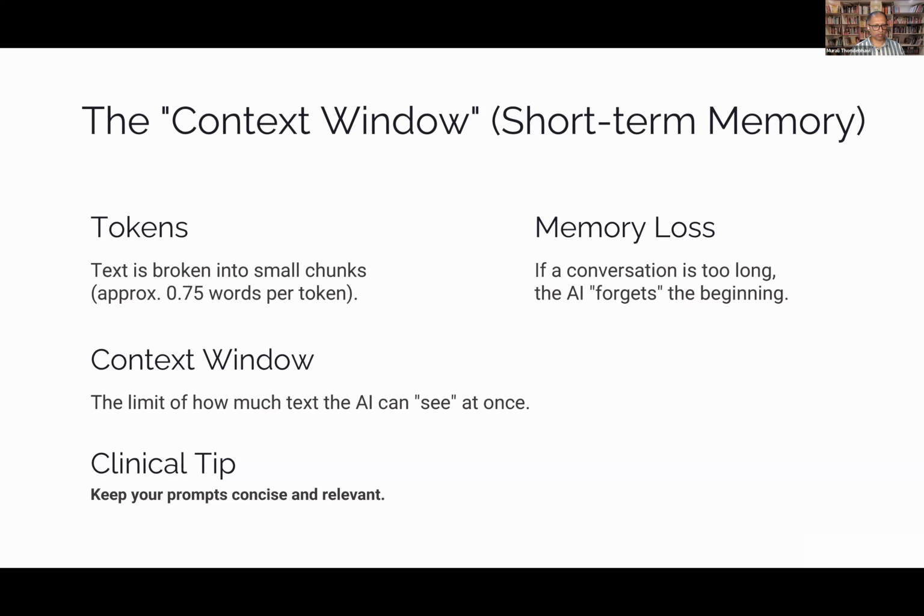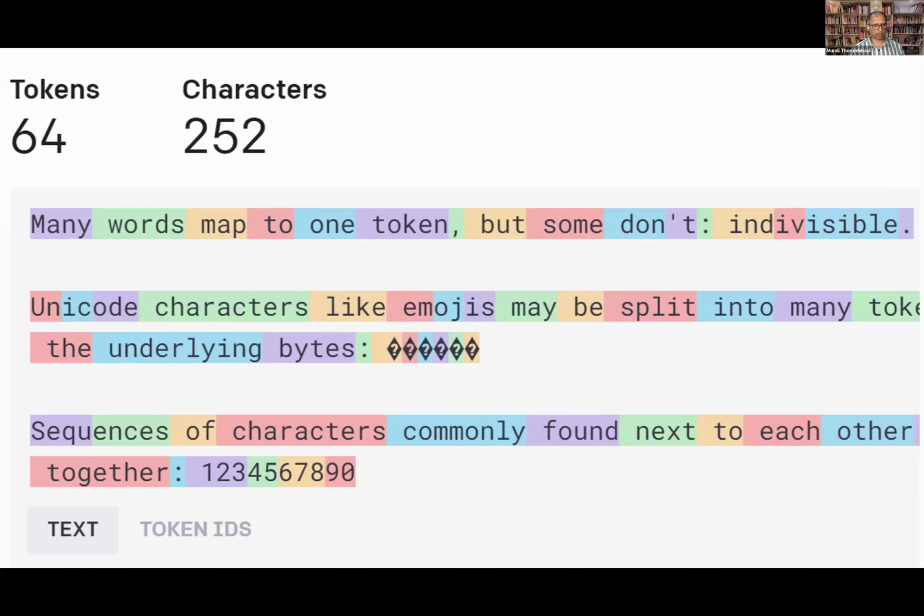Just to give you an example, if somebody were to write this, many words map to one token, but some don't. So this is how the AI will read it. It will take chunks of every word and take each as a token. And then this is calculated, and the internals I'm not going to go into in detail, but that is how it actually predicts what it needs to generate.